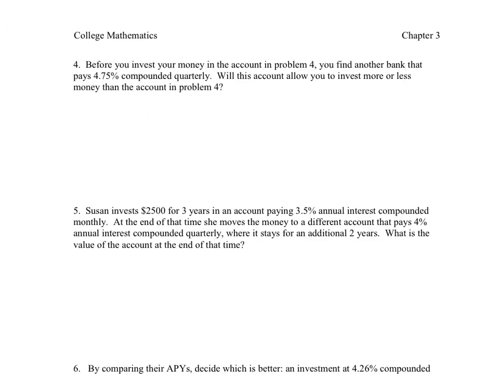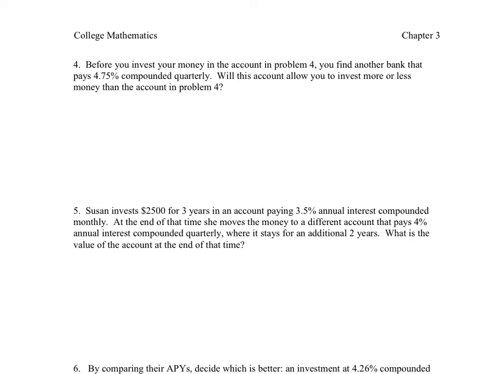Okay, here's a follow-up question. Before you invest your money in the account in this problem that we just did, it should say problem 3, you find another bank that pays 4.75% compounded quarterly. Will this account allow you to invest more or less money than the account that's in problem 4? So, we're going to have to make a comparison.